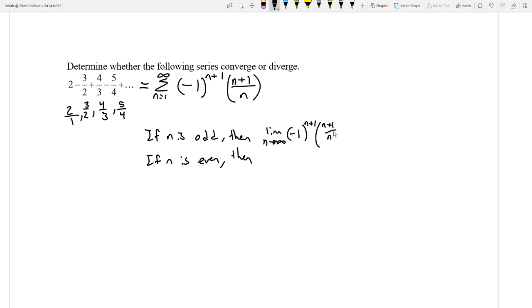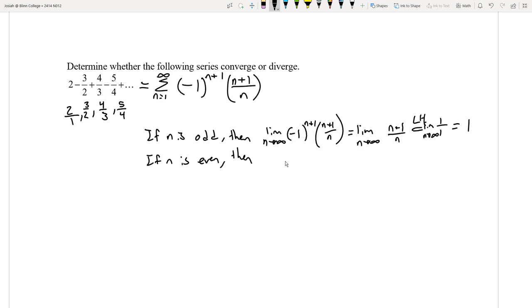over n. If n is odd, then we're looking at an even number up there. So we're looking at the limit as n tends to infinity of 1 times, so we just get n plus 1 over n. And at this point, we can just use L'Hopital's rule. Got infinity over infinity. Take L'Hopital's rule. We get 1 over 1. So we get 1. Technically, we should write the limit here as well.